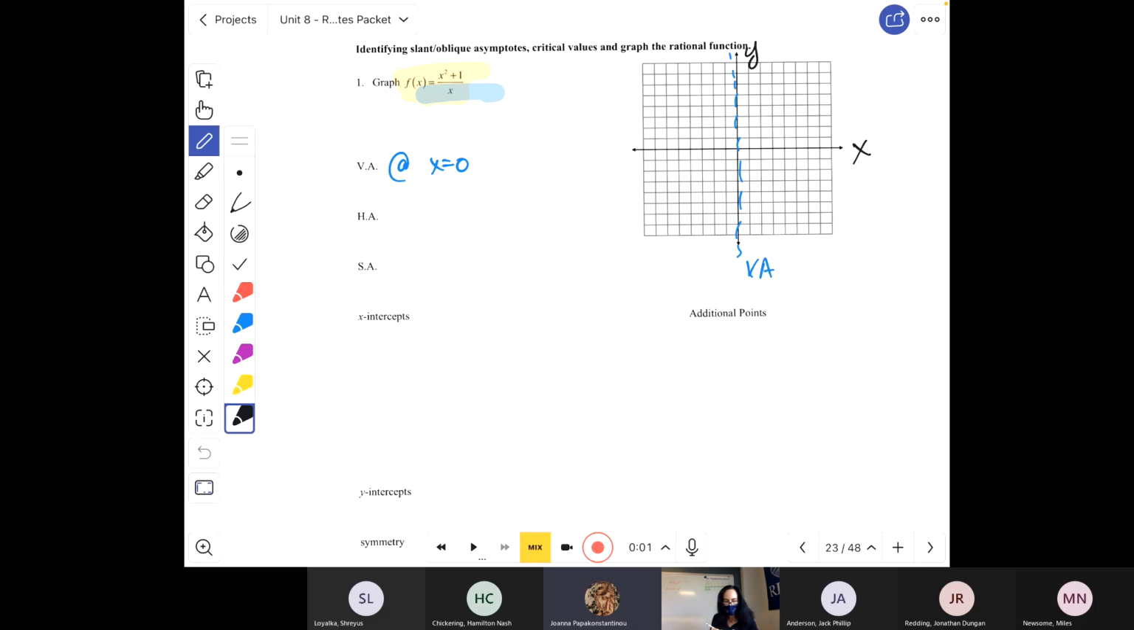What else can you tell me? Oh, there's no horizontal asymptote. And how do we know there is no horizontal asymptote? Because n is greater than m. So if n is greater than m, that is implying that I have a slant asymptote. So let's find that slant asymptote. So that means I am dividing x into x squared plus 0x plus 1. Notice I put my placeholder.